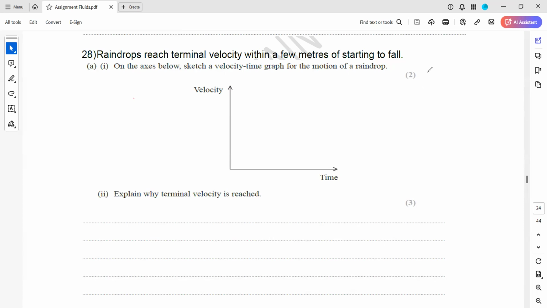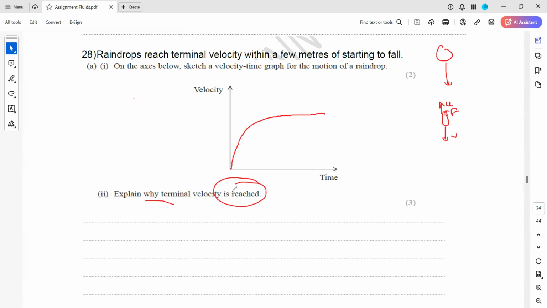Whenever a raindrop is falling, it has a negligible mass, so its weight is acting downward, upthrust acts upward, and the viscous drag will also act upward. So as a result, what will happen? It will reach the terminal velocity instantly. It will not take a longer time. It will instantly reach a terminal velocity.